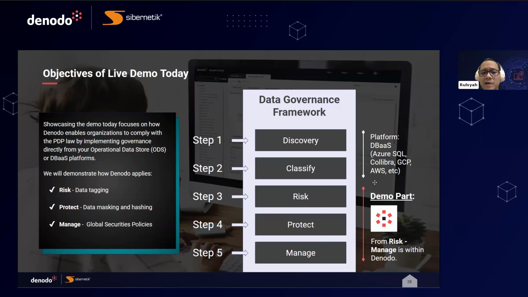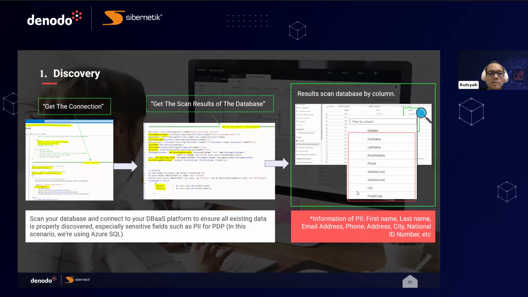For the classify step, we can also rely on an external platform. For open source, we can name OpenMetadata or DataHub. For enterprise, we can mention Collibra or Microsoft Purview, etc. And step 3 to step 5, the risk, protect, and manage steps, we actually handle on the Denodo platform.